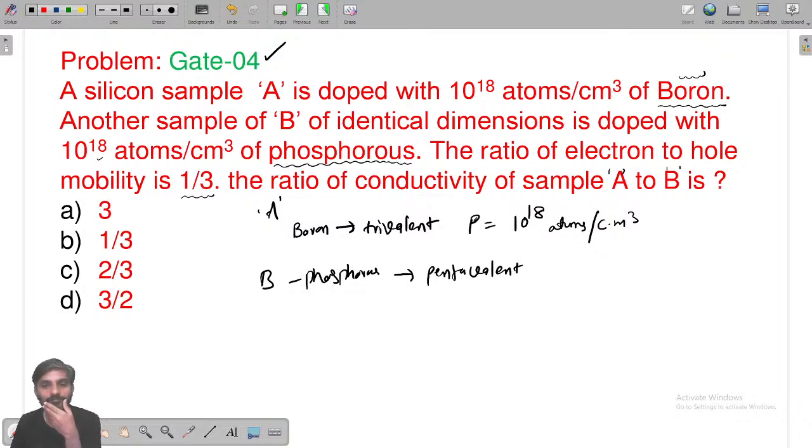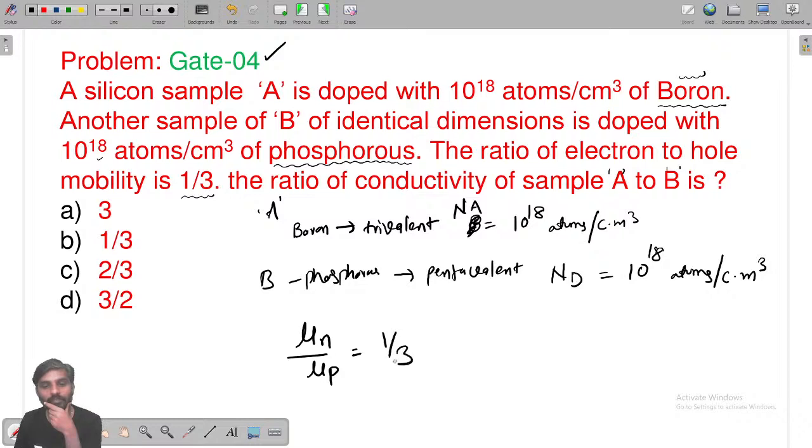This is doping concentration Na, and this doping concentration Nd is also the same, in atoms per centimeter cube. The ratio of electron to hole mobility, mu n to mu p, is 1 by 3. So he is asking us to calculate the ratio of conductivity of sample A to sample B.